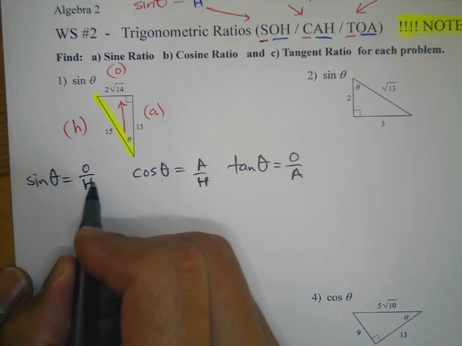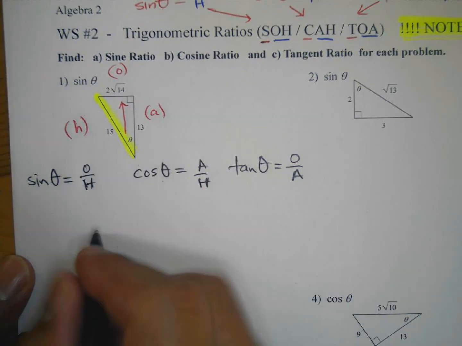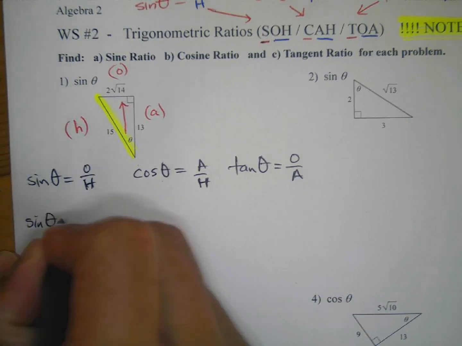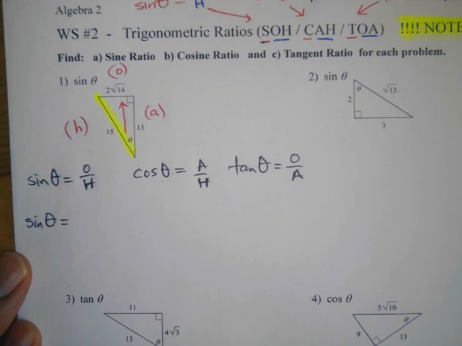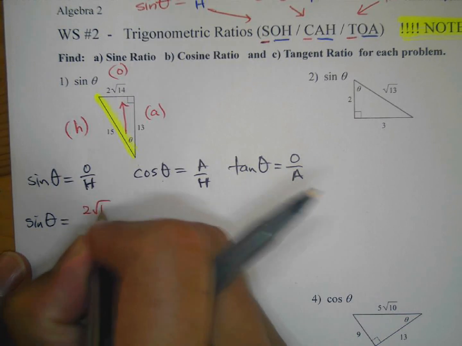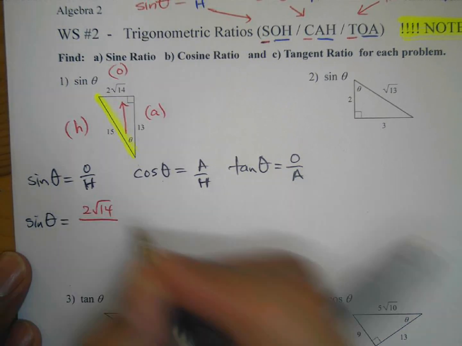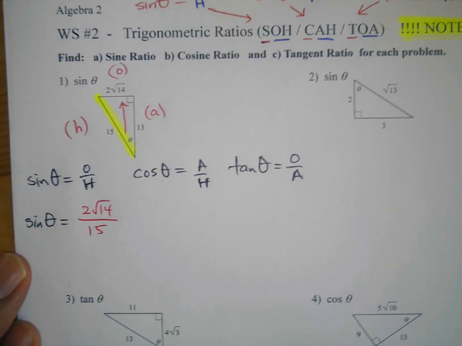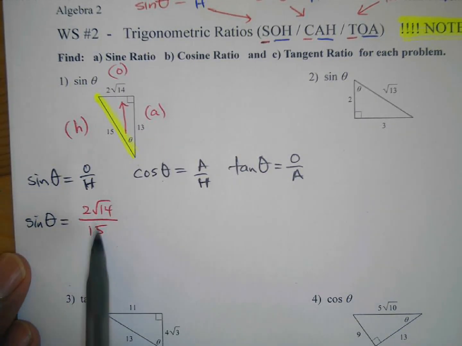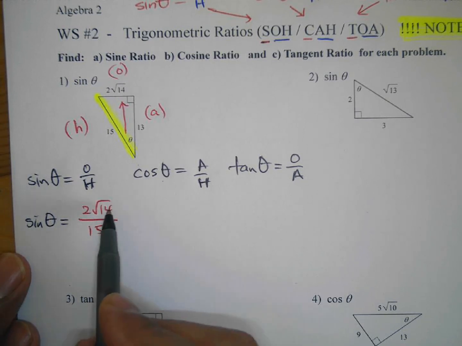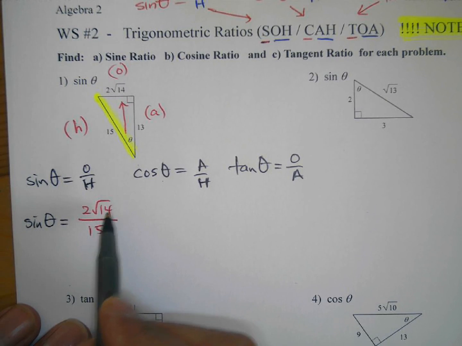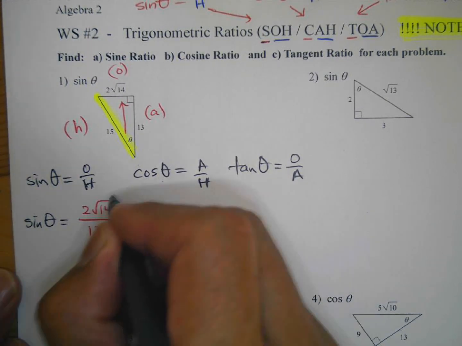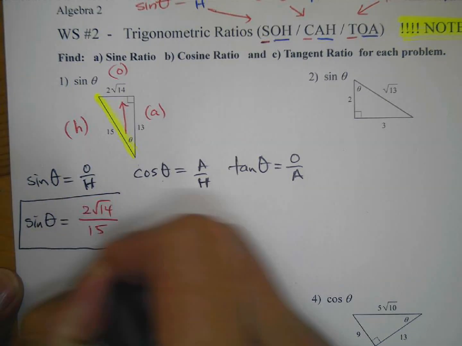Okay, sine is going to be O over H, so sine is, O is 2 root 14 over H, 15. Always look to reduce these whole numbers. There's nothing here that can reduce. And if the square root is in the top, in the numerator, you're fine. So this answer is done right here for sine.